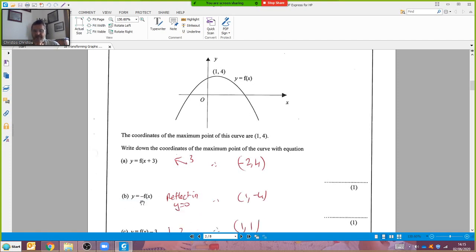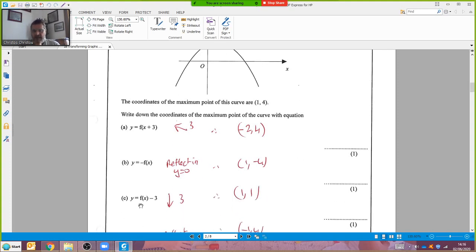Okay. Next one, much easier. Minus f of x means reflect it in the x-axis. So if you imagine, watch my little hand go there. See that? Boom. A 1, 4 will become a 1 minus 4. Yeah? It's 1 along, but instead of going plus 4 up, you're going minus 4 down. That's why it's 1 minus 4. Now think on one of you, I actually drew it on for you to show you what reflection would look like and why it had to be 1 minus 4.